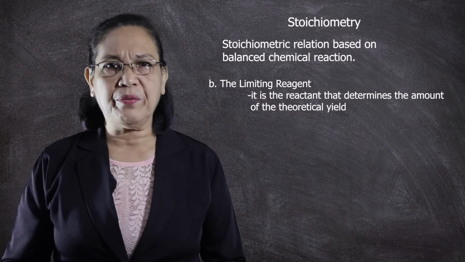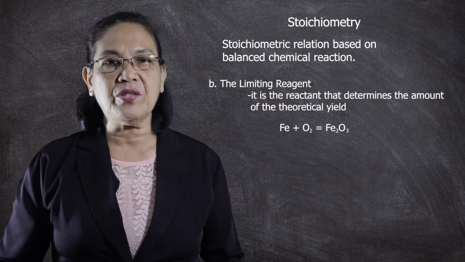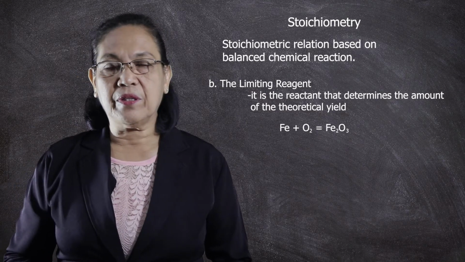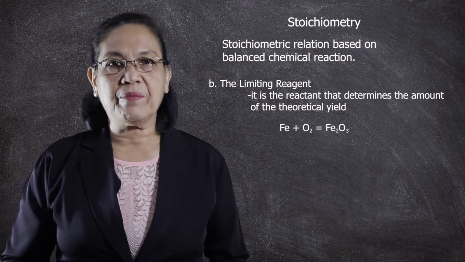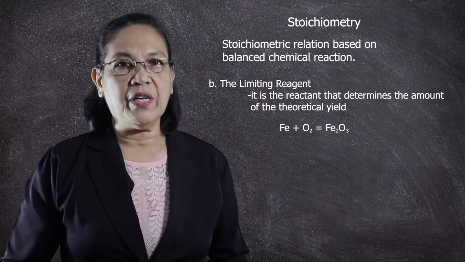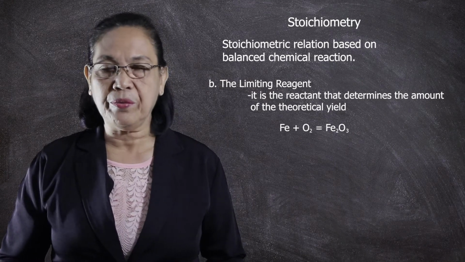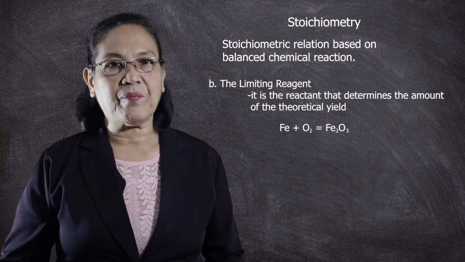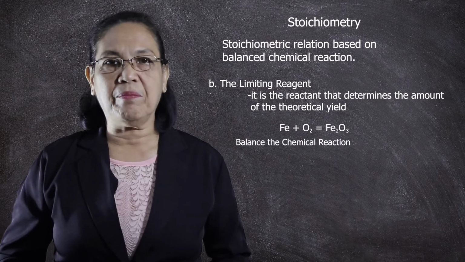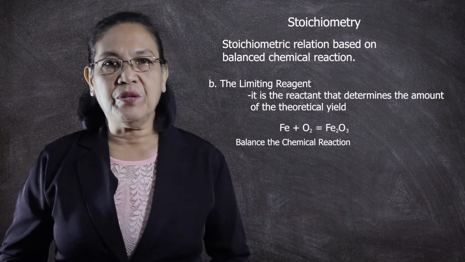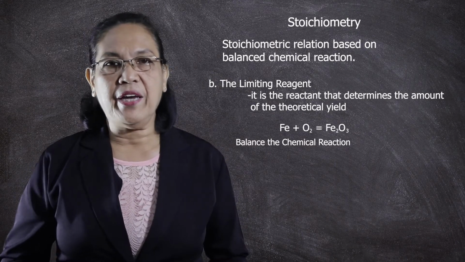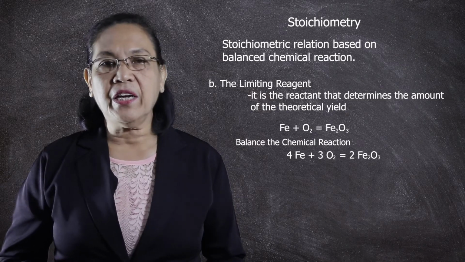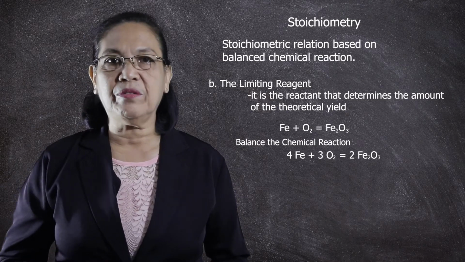For example, in determining the limiting reagent and the excess reagent, take the chemical reaction in which iron plus oxygen forms the product ferric oxide. Now, you have the reaction Fe plus O2 equals Fe2O3. We said that in computing for the limiting reagent, it is important to balance the chemical reaction. So, to balance the chemical reaction, we have 4 moles of iron reacting with 3 moles of oxygen in order to form 2 moles of the ferric oxide.